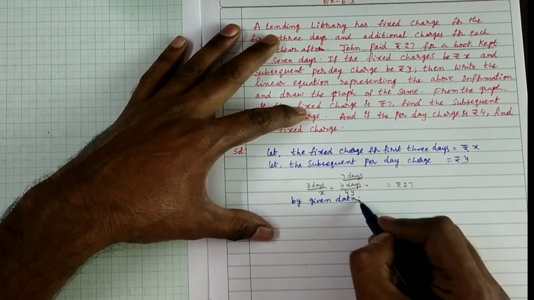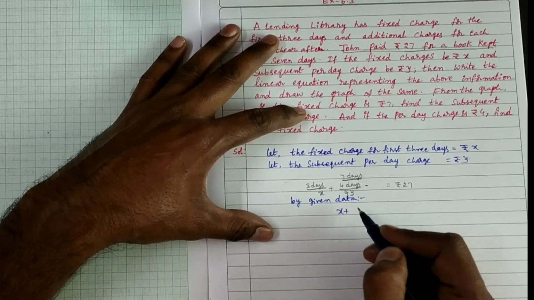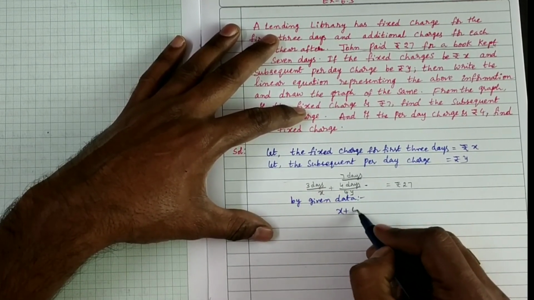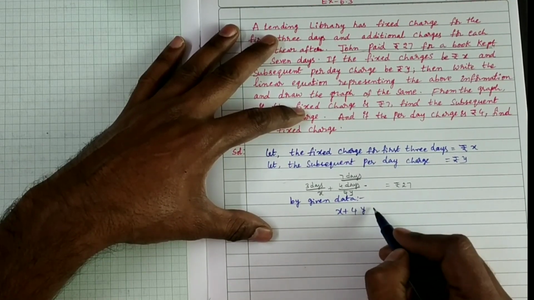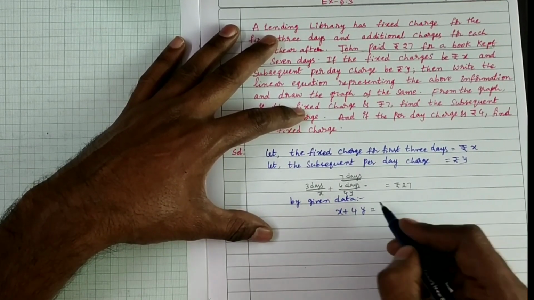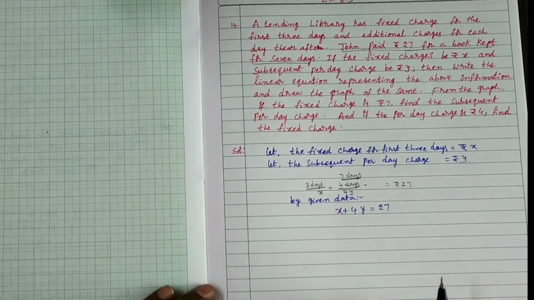By the given data, the first 3 days charge is X. Out of 7, the remaining 4 days, each day's subsequent charge is Y. John paid for 7 days rupees 27. So this is the equation.